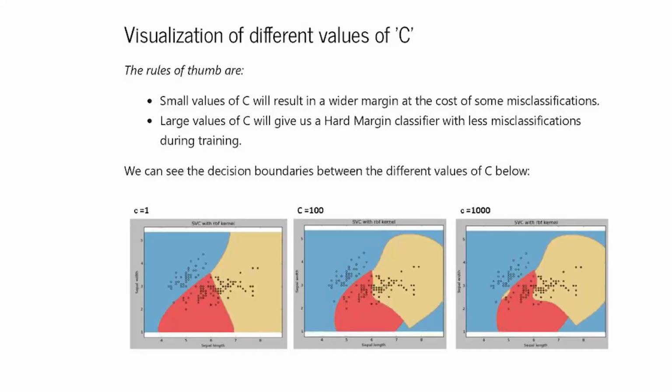As explained before, the value of C determines the width of the margin. Large value of parameter C will lead to smaller margin. A small value of parameter C will lead to larger margin and hence less misclassifications. We can see the decision boundaries for different values of C in the figure given below.